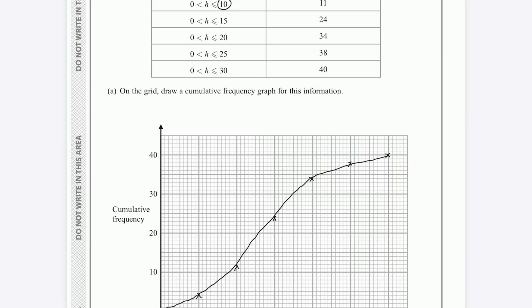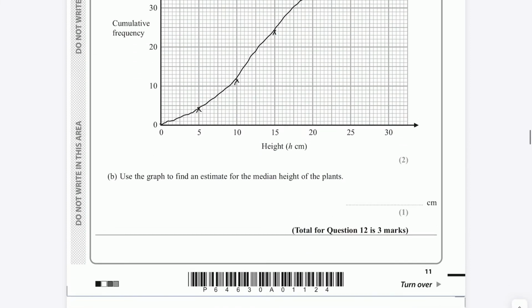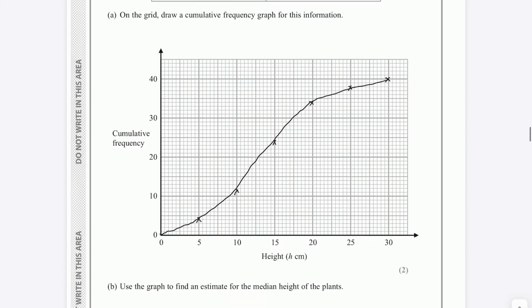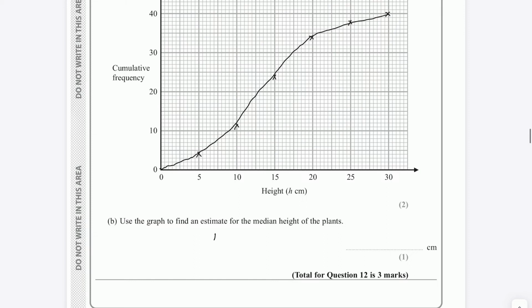And you can connect it to 0. And the next question says find an estimate for the median. So for the median, we can use the formula n plus 1 divided by 2. So that's going to be 40 plus 1. So 41 divided by 2 is 20.5. So if you look over at 20.5, draw a line across.